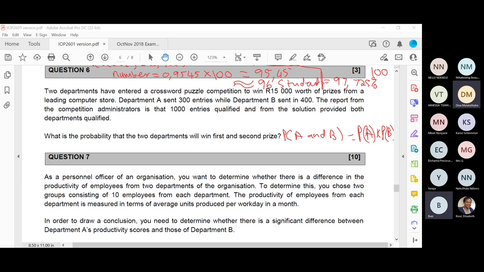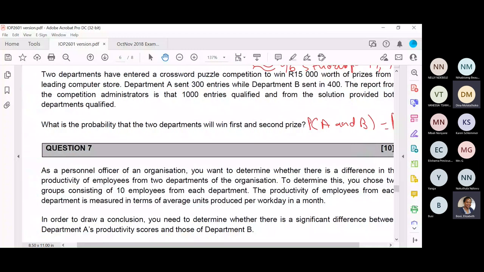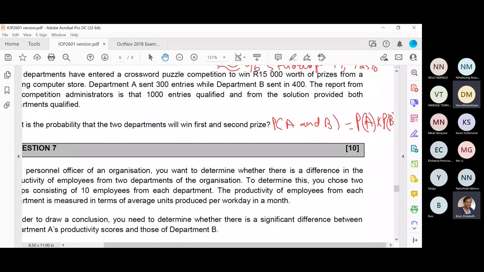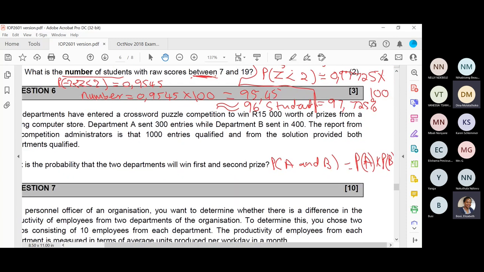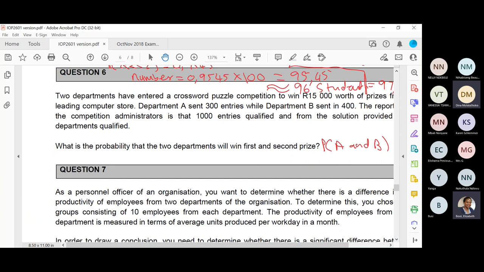I think for A it is 0.3, and for B it is 0.4. Wait, let's do this because I want to write it correctly here. We first need to identify the probability that A will win the prize. First prize, because they ask what is the probability that the two departments will win first prize and second prize. So the first thing to establish is how many marks there are. 3 marks. This is very tricky.